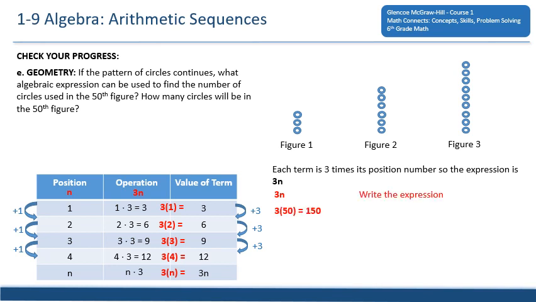So if we write the expression and then we plug in 50, we can find how many circles will be in the 50th position. 3 times 50 equals 150. Replace n with 50, which we did. So the 50th figure will have 150 circles in it.